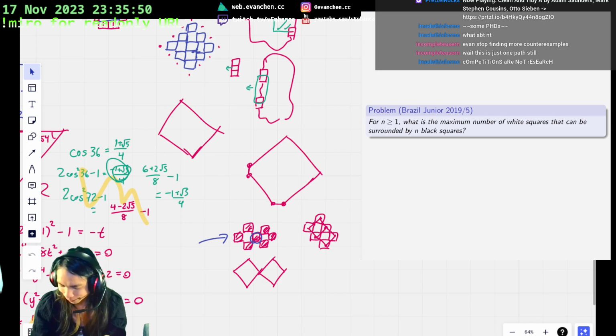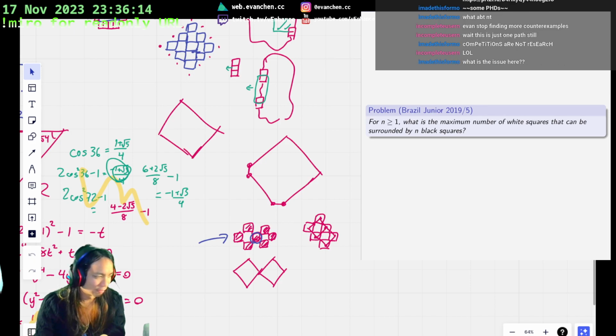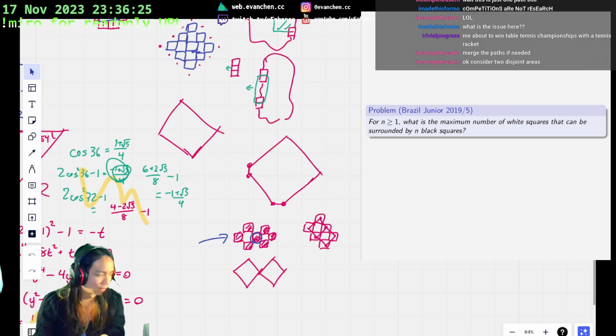What? No, it's one path if you know how to define the path. But my point is that defining a path is not trivial, right? You cannot just say look at the adjacency graph, because you get this thing. What is the issue here? Okay, well, merge the paths if needed. Wait, now I'm confused what you mean by path. Do you mean cycle? Consider 2 disjoint areas. Oh no.